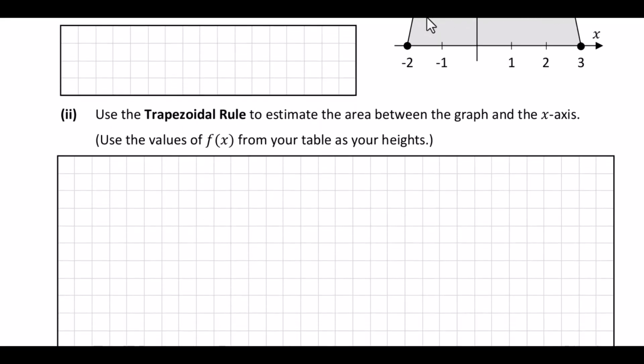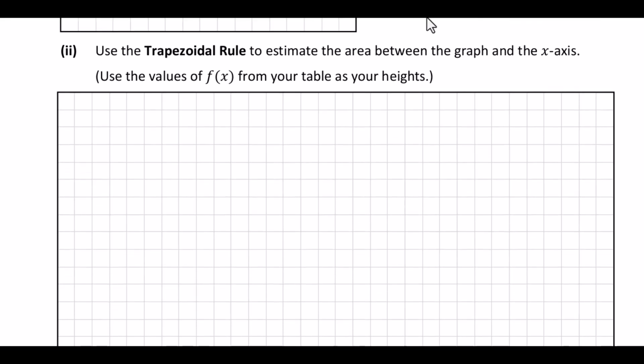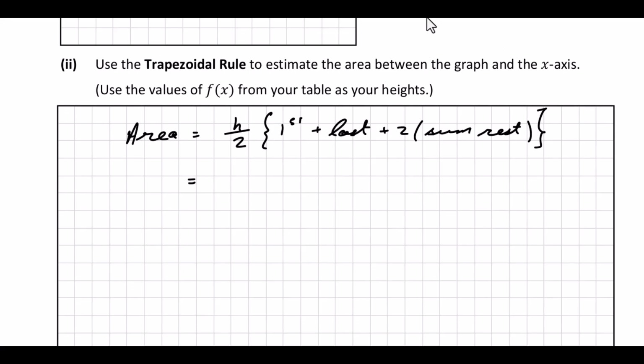Use the trapezoidal rule to estimate the area between the graph and the x-axis. Use the values of f of x from your table as your height. So the trapezoidal rule is the area is equal to h over 2 times, and I'm going to do the abbreviated version, so it's just the first one plus the last one plus twice the sum of the rest. It's just my own kind of version of it, if you like. So h is the widths here.